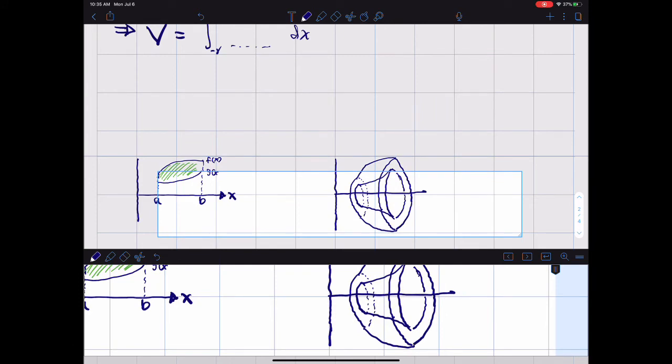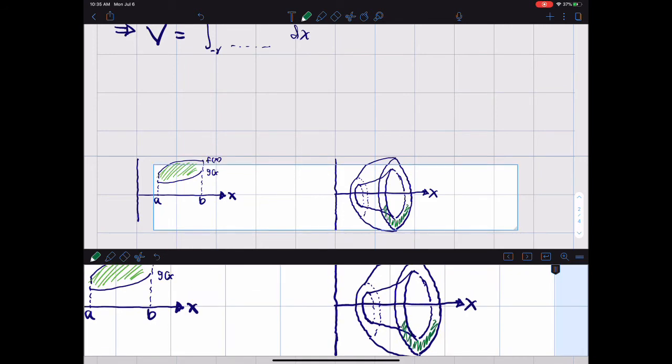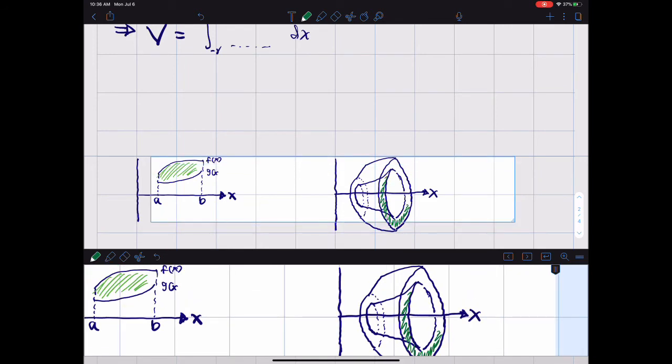So we get this hollow figure. It's hollow. This is the x-axis. So this side is thick. It's solid. So this is the solid part. All right. And then we have a hollow part.